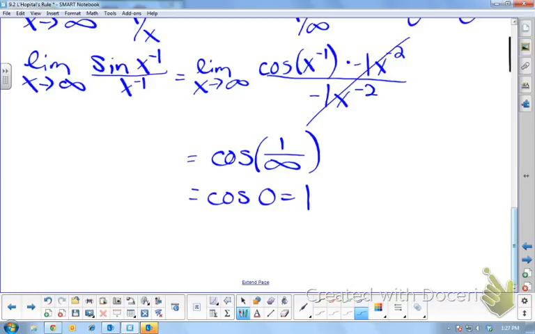Okay. So, ultimately, our goal with most of these is to get a fraction. We need that fraction form of infinity over infinity or 0 over 0 in order to apply L'Hopital's rule. So we also have the possibility of having infinity minus infinity.